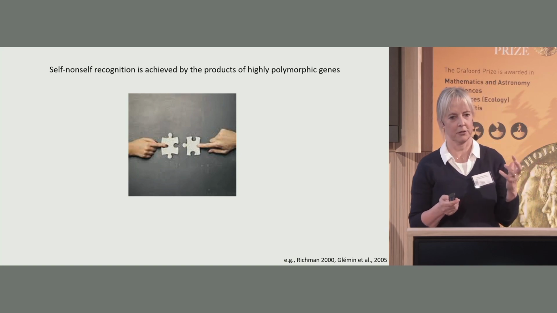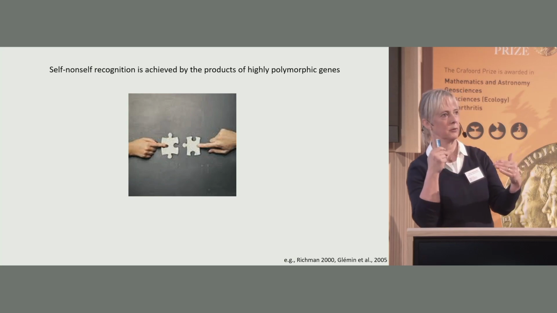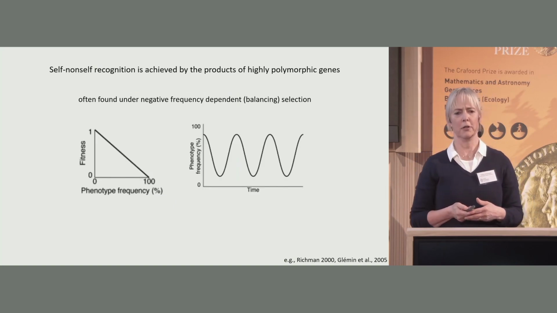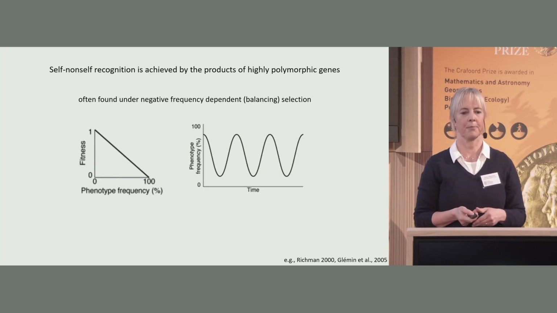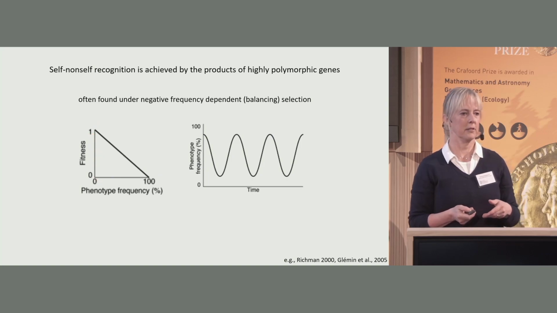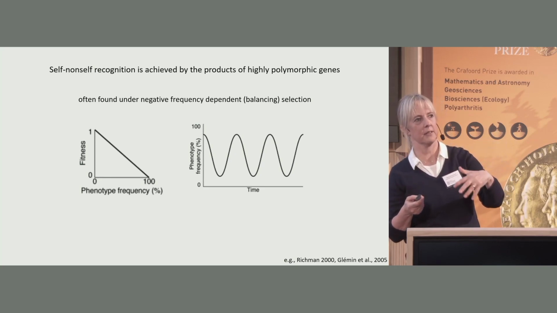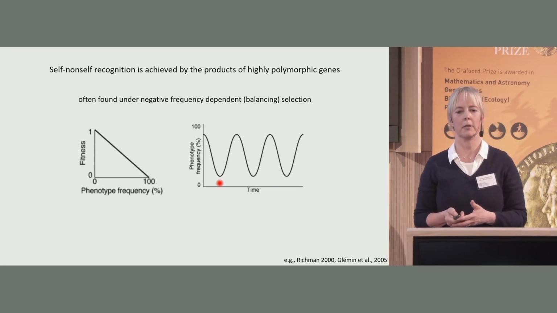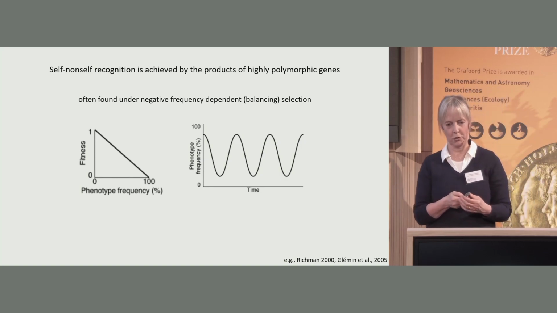First, I'm going to just say that these are typically achieved by products of highly polymorphic genes. Of course, you have to be very specific to know, okay, this is you, and if it's allelic interactions, these have to be really specific. They're often found under negative frequency dependent or balancing selection. Of course, if you're very common, you're not going to provide any fitness advantage. So you're going to reduce in frequency until you become very rare, and then your fitness effect goes up. So over time, your frequency as an allele involved in non-self recognition is going to fluctuate around intermediate frequencies. So this is important too.